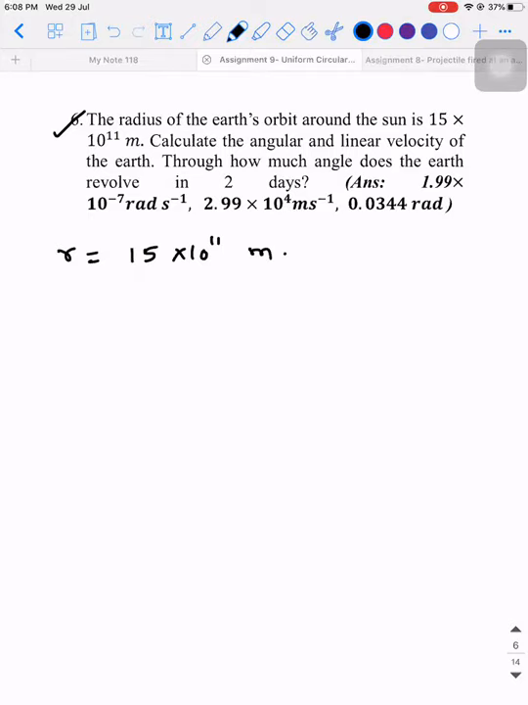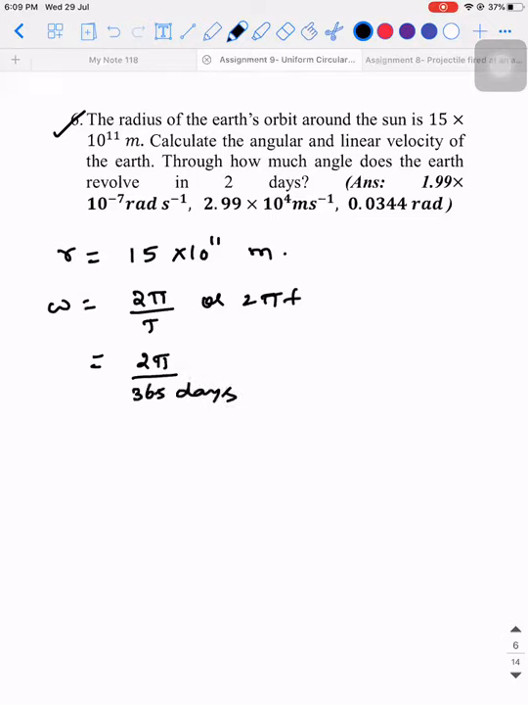For you to calculate the angular velocity, what do you need? So what is the angular velocity? Omega is equal to 2 pi by t, or you can write it as 2 pi f also. Are you guys able to understand? So 2 pi divided by the time period of Earth. What is the time period of revolution of Earth?